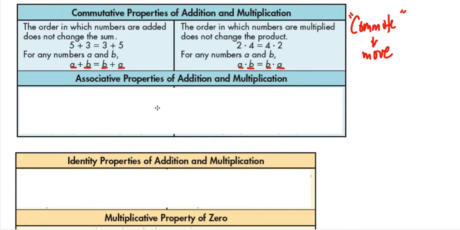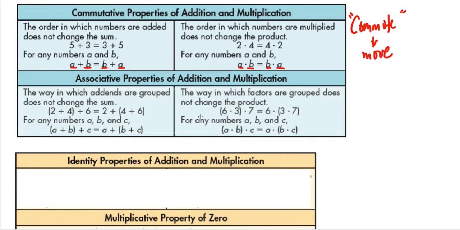The next property we are going to review is the associative property of addition and multiplication. In this particular property, we think of the word associate. If you join an association, you are joining a group. So when you talk about the associative property, you are grouping numbers or variables, and the product or the sum will also not change.